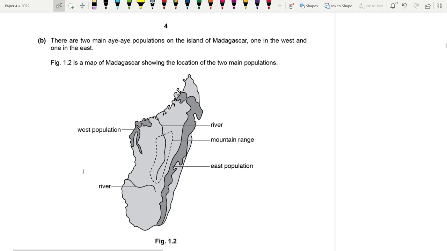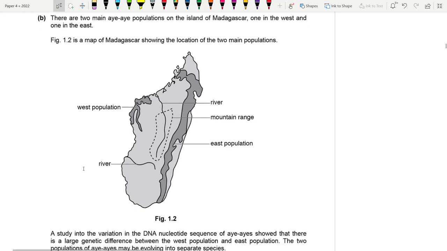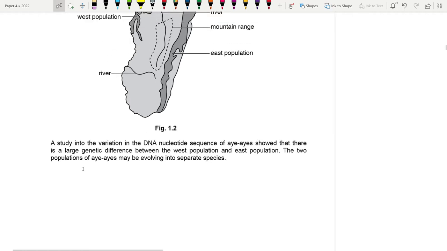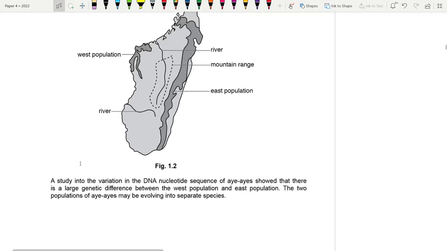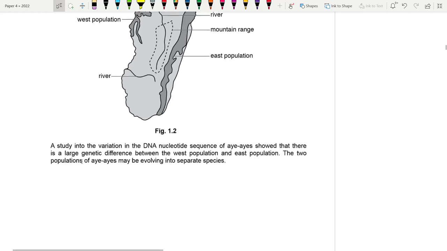So there are two main island populations on the island of Madagascar, one in the west and one in the east. Figure 1.2 is a map of Madagascar showing the location of the two main populations. A study into the variation in the DNA nucleotide sequence of IIs showed that there is a large genetic difference between the west population and east population. The two populations of IIs may be evolving into separate species.